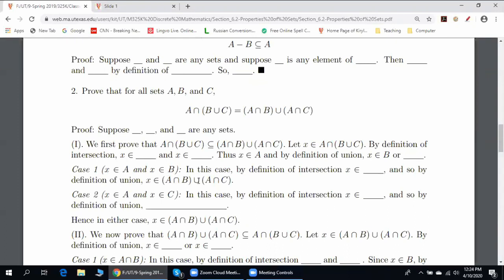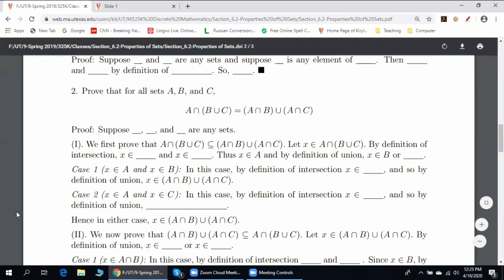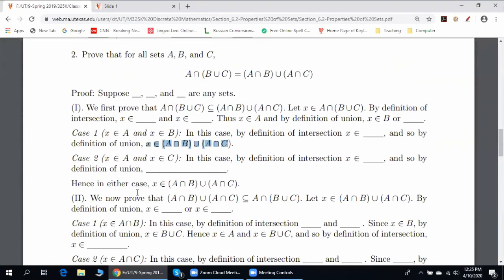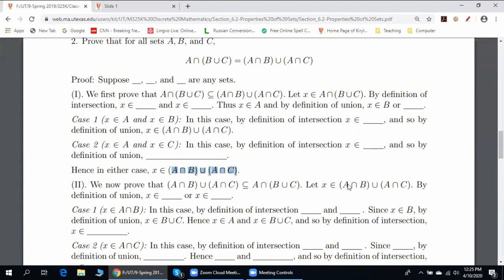Now, case two. In this case, by definition of intersection, what do we put here? X is from intersection A and C. And so by definition of union, X is from? You just copy the last thing from case one. So in either case, X is from here. We are done. Part one is done.